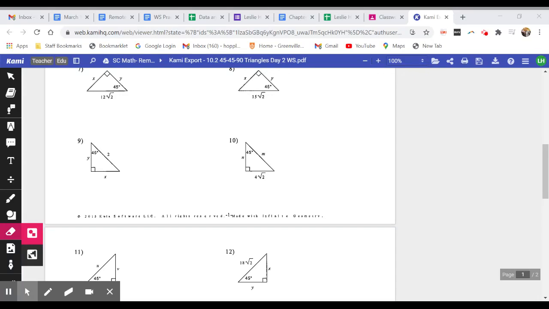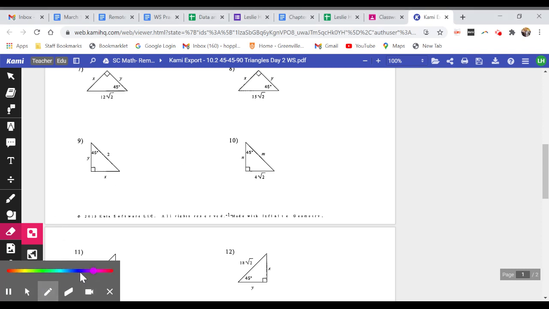So we've reviewed a couple of different ways to approach 45, 45, 90 triangles. And what I think might be one of the more difficult things to do with 45, 45, 90 triangles is if you happen to be given a whole number without a root in the hypotenuse. So like looking at number 9, there's a 2 here.